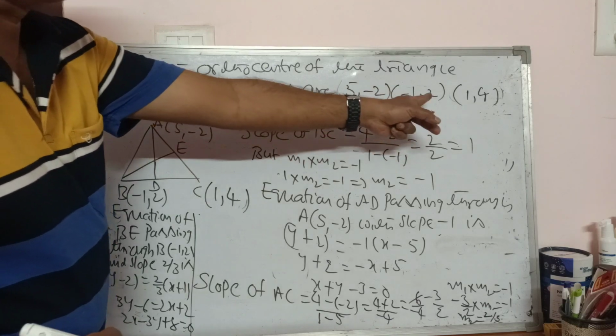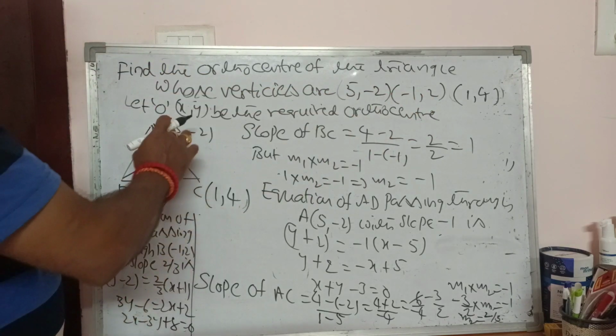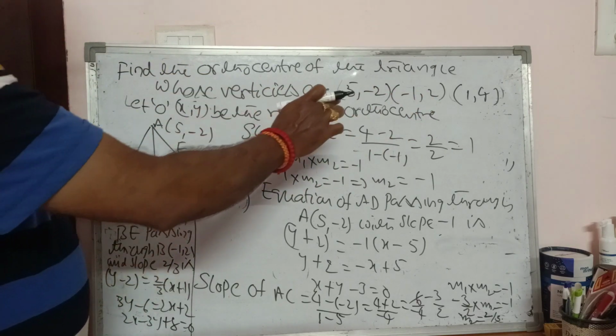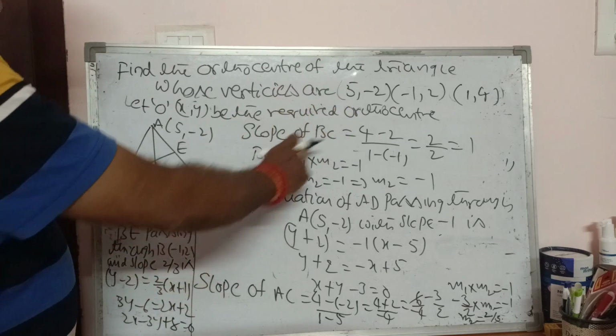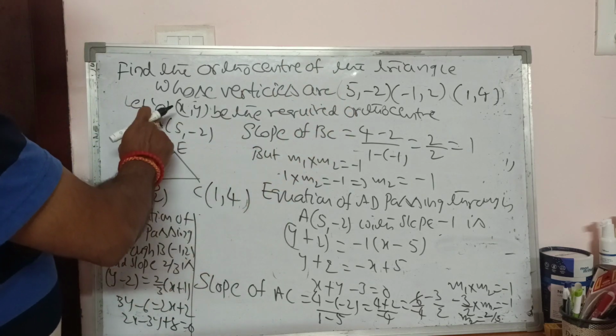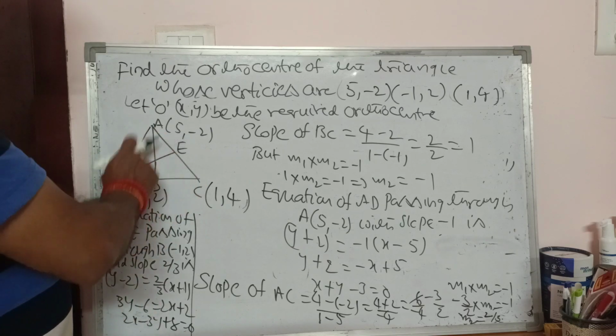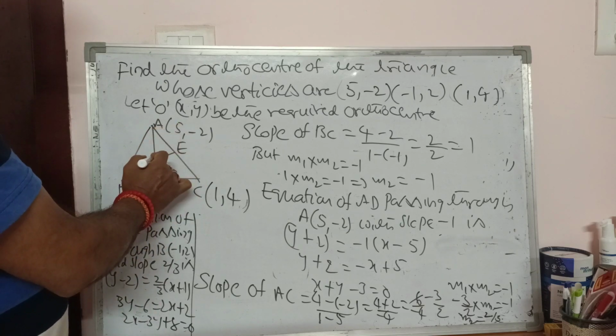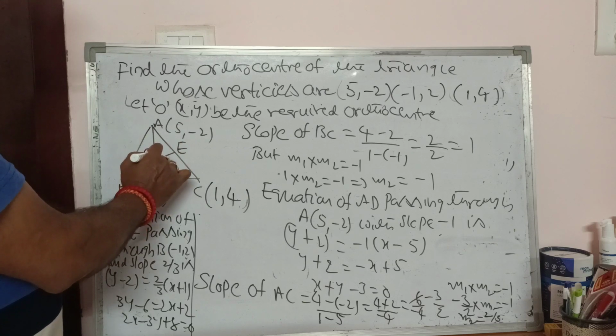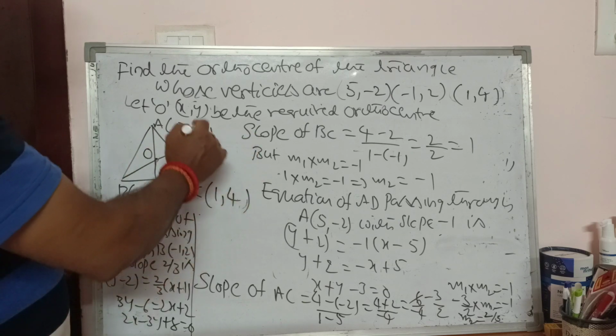Find the orthocenter of the triangle whose vertices are 5 comma minus 2, minus 1 comma 2 and 1 comma 4. Generally, orthocenter is nothing but the point of intersection of altitudes of a triangle. So let AD and BE be the altitudes of this triangle. Therefore, the point of intersection of these two altitudes, O, is the required orthocenter.